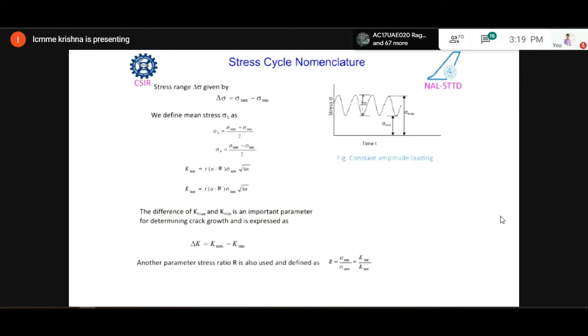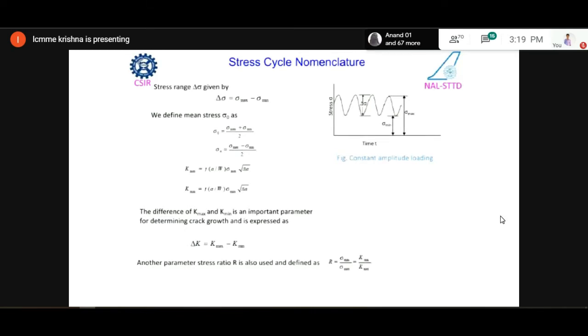What is the stress range? It is the difference of sigma max minus sigma min. What is mean stress? It is defined as the average of sigma max plus sigma min. What is the amplitude? Sigma A is the amplitude, which is the difference of max minus min divided by 2. Then K max, K min, where K is the stress intensity factor. The difference between K max and K min gives you the delta K.